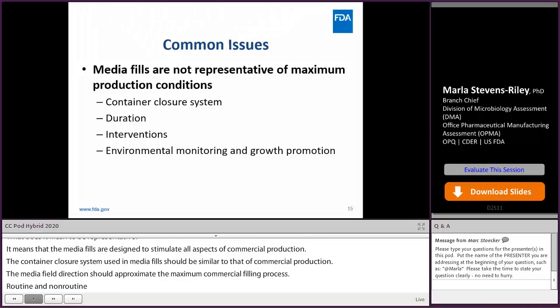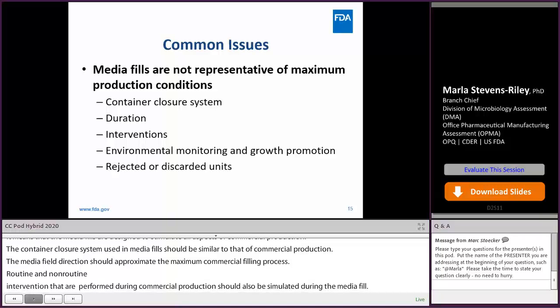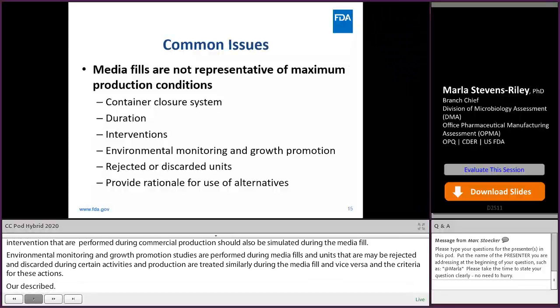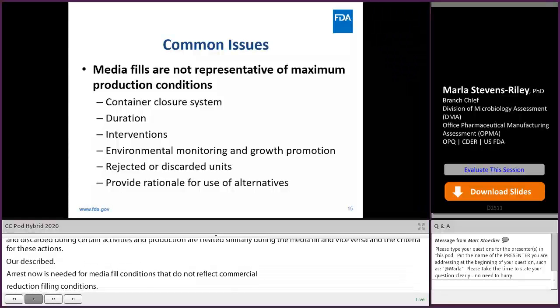Environmental monitoring and growth promotion studies are performed during media fills, and units that may be rejected and discarded during certain activities in production are treated similarly during the media fill, and vice versa, and the criteria for these actions are described. A rationale is needed for media fill conditions that do not reflect commercial production filling conditions. We understand that many applicants must qualify different products, container closure systems, and production conditions on one filling line in many cases. However, if explanations and justifications are not provided, then the reviewer must request clarification.